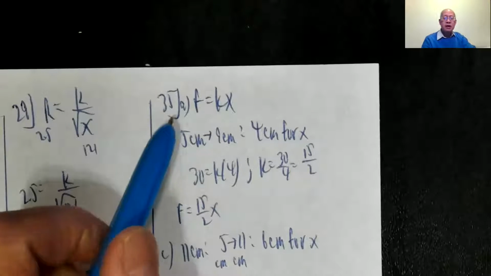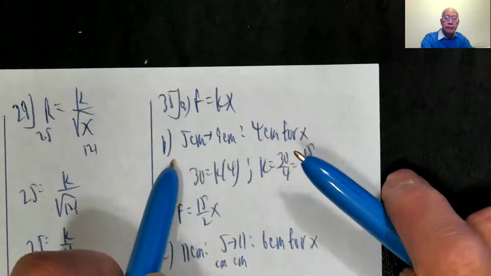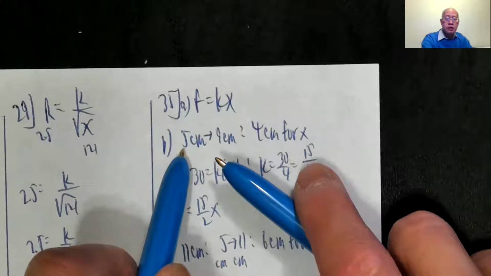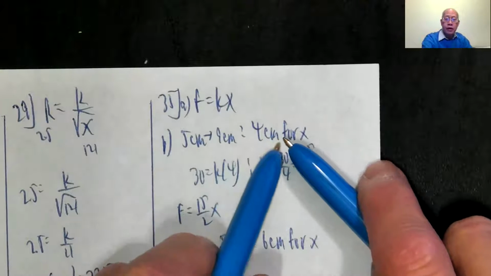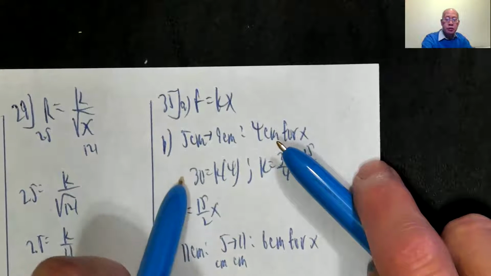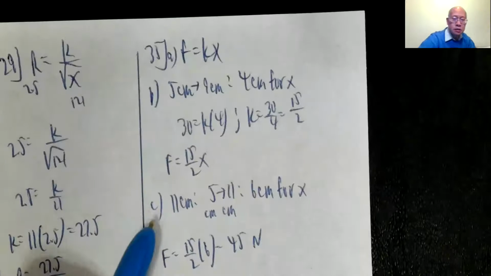Okay, 35. F is proportional to x. F equals kx. So the home position was 5 centimeters. If I move to 9 centimeters, that means I plug in 4 for x. The force was 30 newtons, so 30 equals k times 4. K is 30 divided by 4, or 15 over 2. So F equals 15 over 2 x.